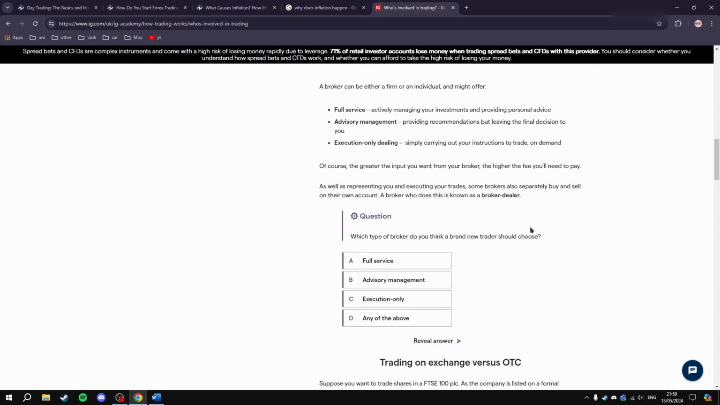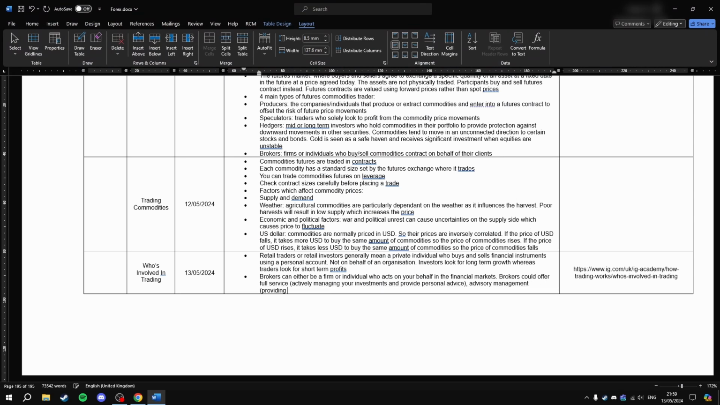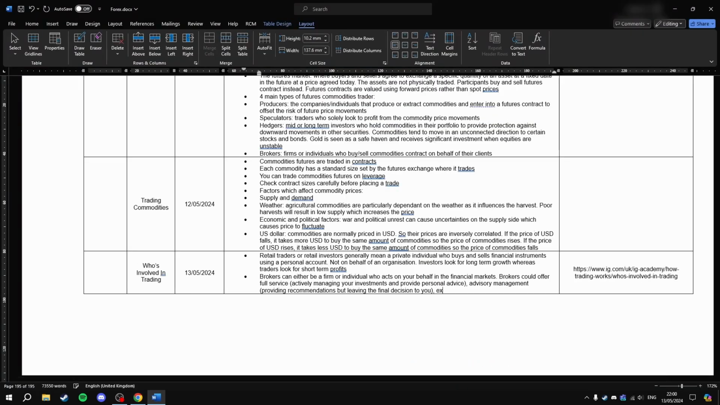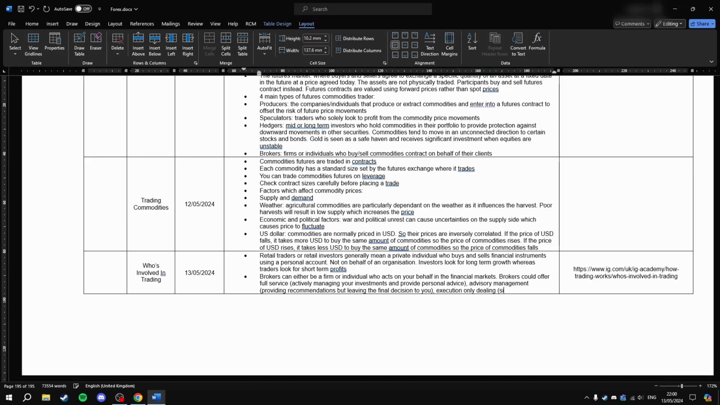Providing recommendations but leaving the final decision to you. And then execution only dealing, which is simply carrying out instructions to trade on demand.